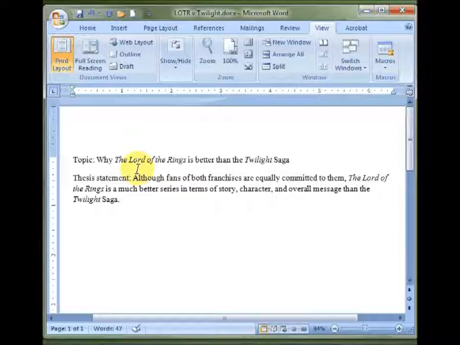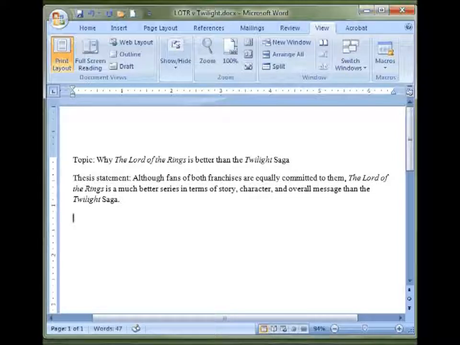A couple of things I want you to take note of. First of all, notice that I have my topic, Lord of the Rings and Twilight. I have the idea that one is better than the other, so I'm taking a definite stand. And then I have included in my thesis statement my 3 points of comparison. So I'm going to compare these in terms of story, character, and message. And your thesis statement needs to include all of your major points in such a way that you're basically telling the audience what you are going to tell them about. You don't need to go into the explanation in your thesis statement. You're going to explain in your body paragraphs. So don't start jumping into what story is, what character is, and what the message is.